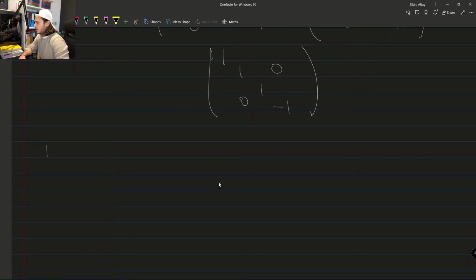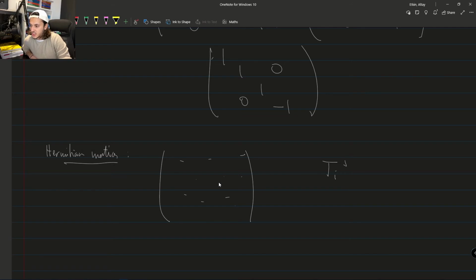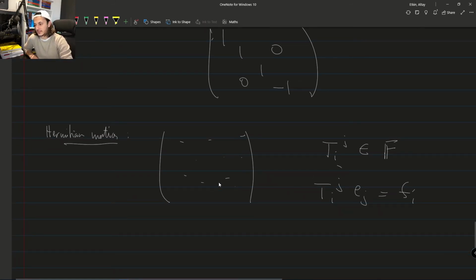Now we have to talk about different types of matrices. So we have what's called Hermitian matrices. These are complex matrices, meaning that their elements are all complex numbers. But this is key: when we write T_ij, this is an element of some field. Because we said that, let's say, T_ij e_j would give an f_i, then for this to hold, we have to have that these are numbers. The T_ij's are numbers, all of them. And that's why we can represent them as this whole tabular matrix.